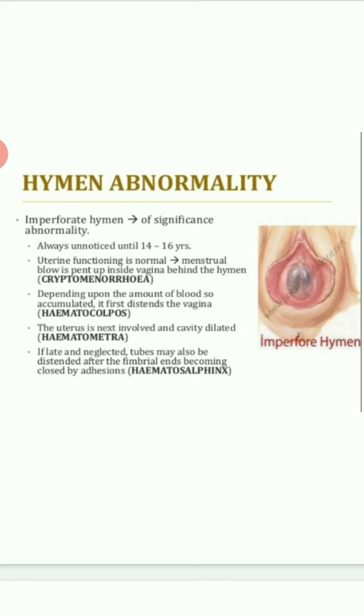In the hymen, the wall will be thick, and the menstrual blood will be pent up there and cause cryptomenorrhea. Depending upon the amount of blood so accumulated, the first distension is of the vagina, that is hematocolpos. This may happen every month; the blood will be accumulated and localized there, distended, and sometimes forms a mass. That is called hematocolpos.